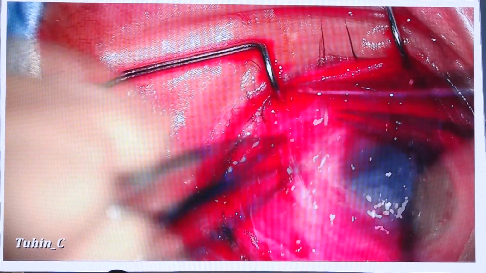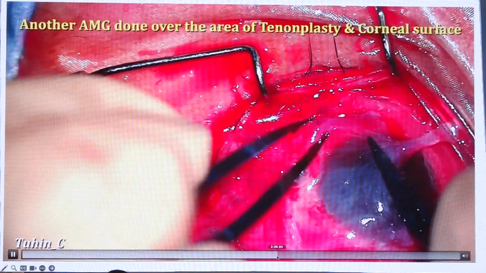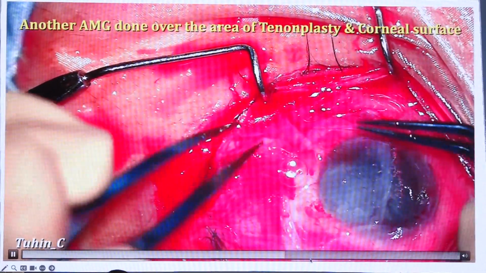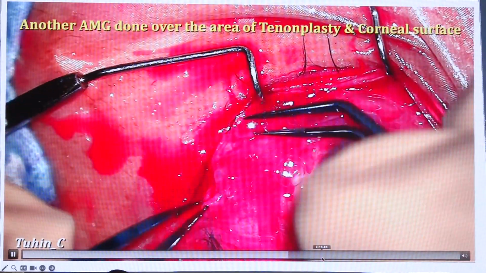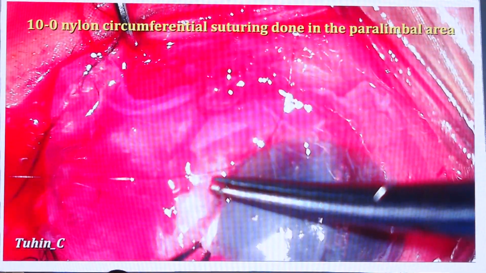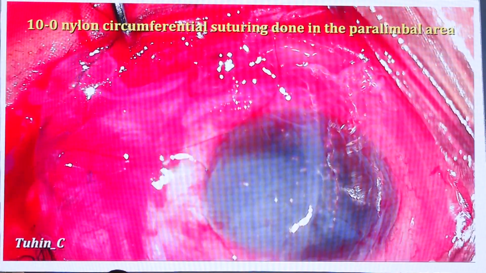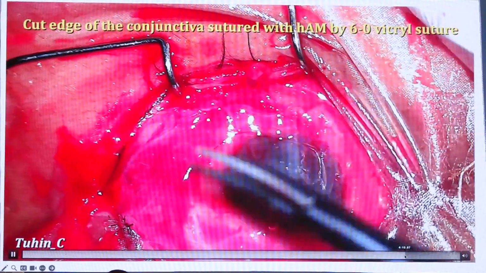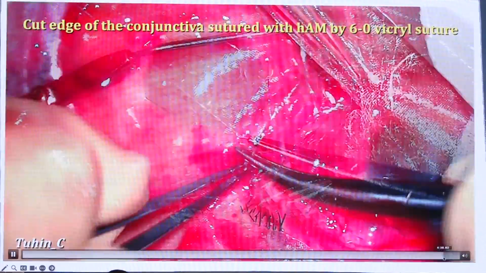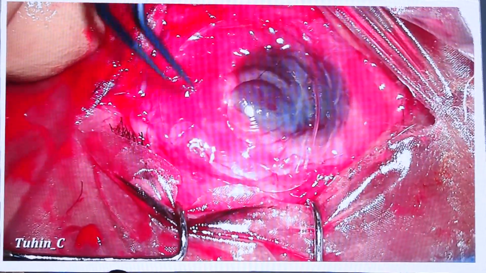Then suturing these Tenon's over that amniotic membrane, then putting another piece of amniotic membrane here. And then the conjunctival defect will be sutured. In all these cases, we have to put a bandage contact lens.